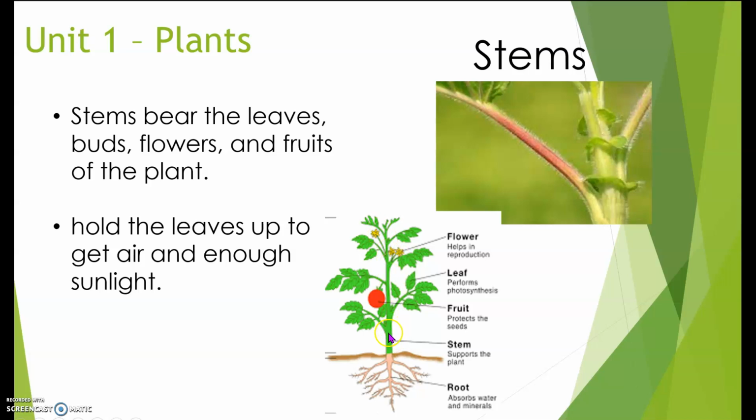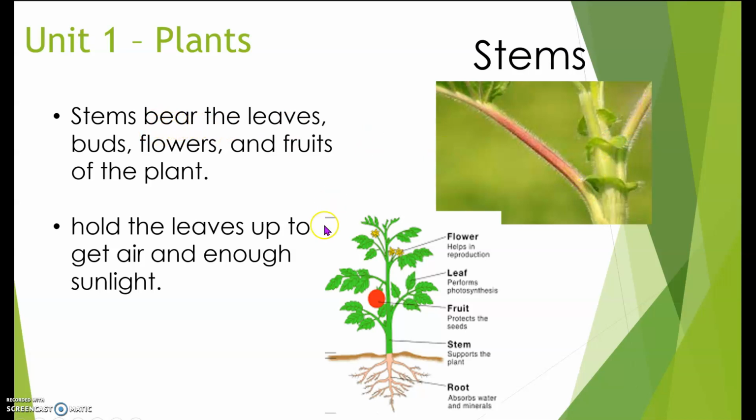Okay, so the stem bears the plants. They're the one growing the plants. They're also growing the flower, the buds also, and the fruit. As you can see here, this stem is growing leaves. That's why it bears.